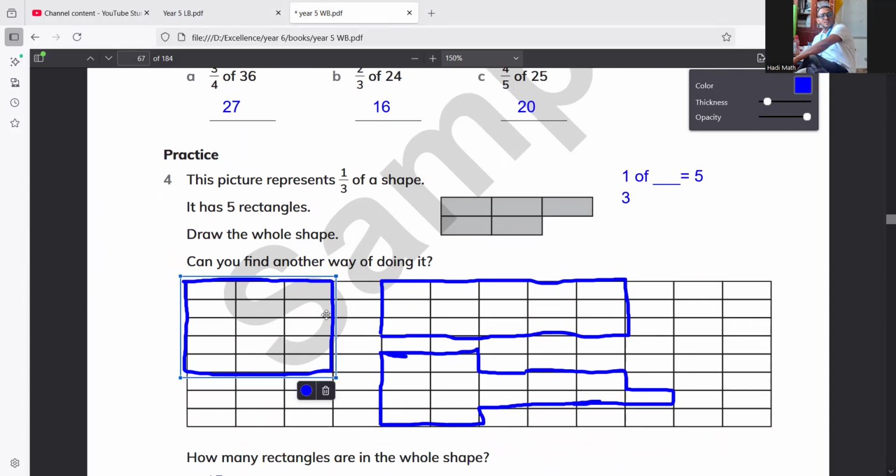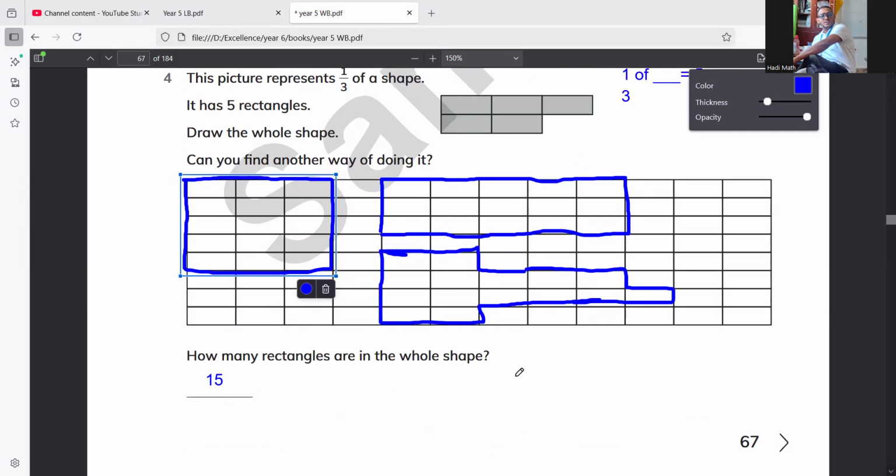So you can go and draw any 15 rectangles. You can draw 15 rectangles this way, or this way, or this way, as you like. But make sure you join any 15 rectangles together. How many rectangles are there in the whole shape? In the whole shape, there are 15 rectangles as we mentioned before.